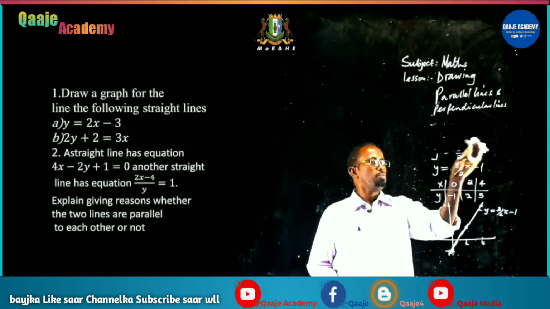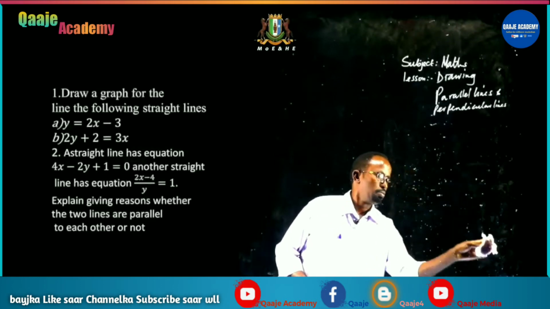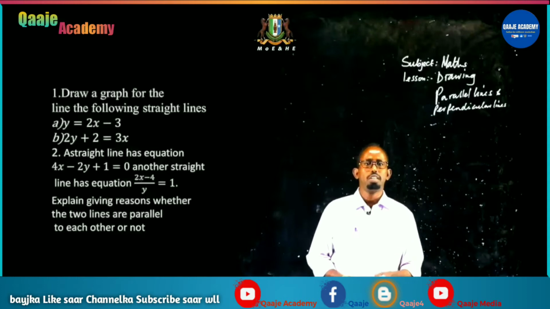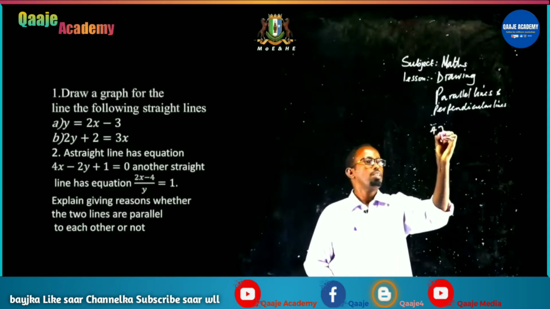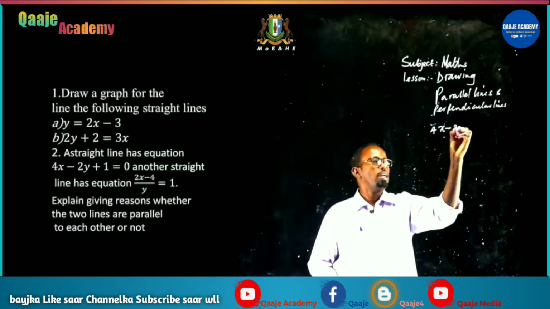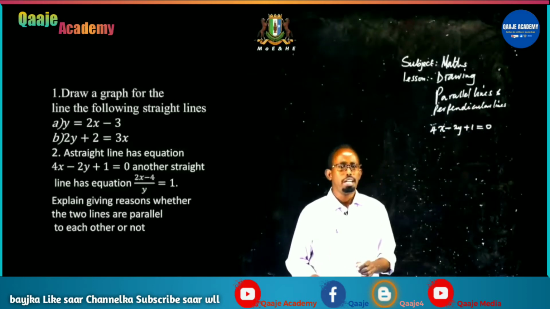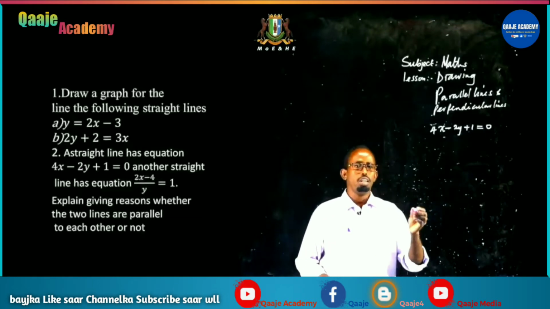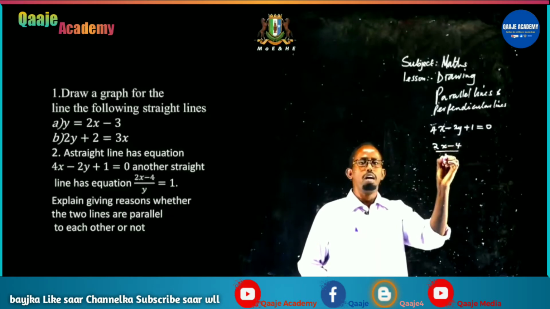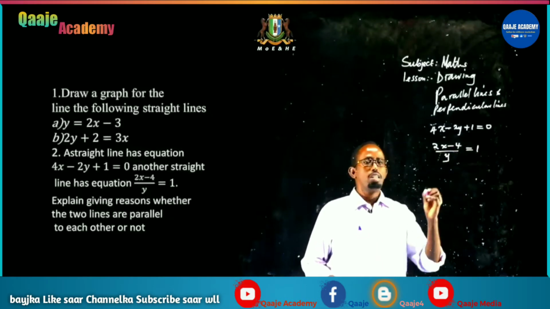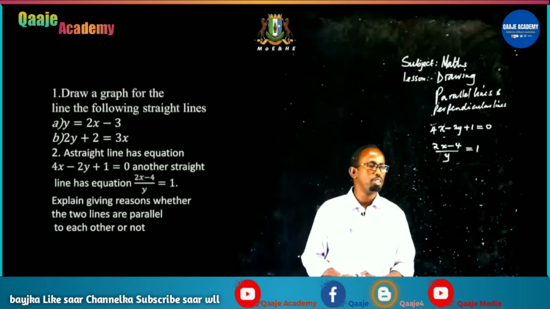Question number 2. Question 2 reads, a straight line has equation 4x minus 2y plus 1 is equal to 0. And another line has 2x minus 4 divided by y is equal to 1. And then you're told to explain, give reasons, whether the two lines are parallel to each other.